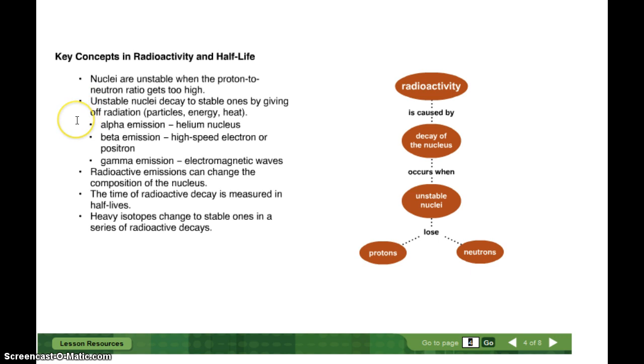There's 3 types. You can have alpha emission, which is the helium nucleus, or 2 protons and 2 neutrons. You can have beta emission, which is a high-speed electron or positron, which is a positive electron. It's weird, I know. The 3rd type is a gamma emission, which is electromagnetic waves. Radioactive emissions can change the composition of the nucleus. The time of radioactive decay is measured in half-lives. Heavy isotopes change to stable ones in a series of radioactive decays.